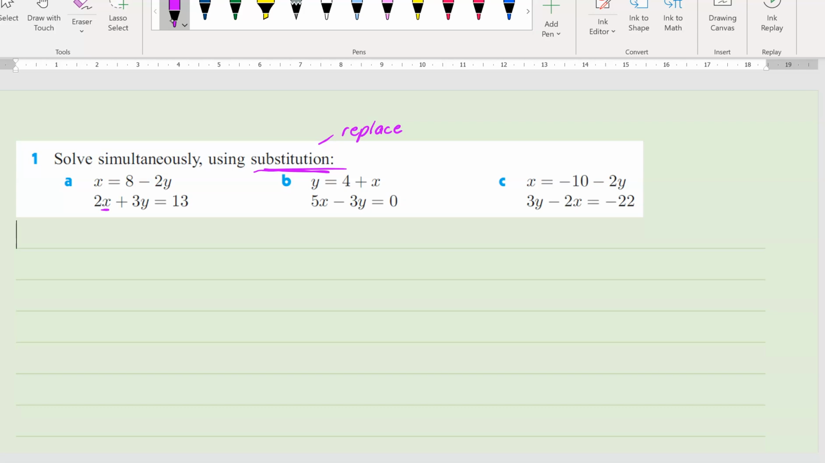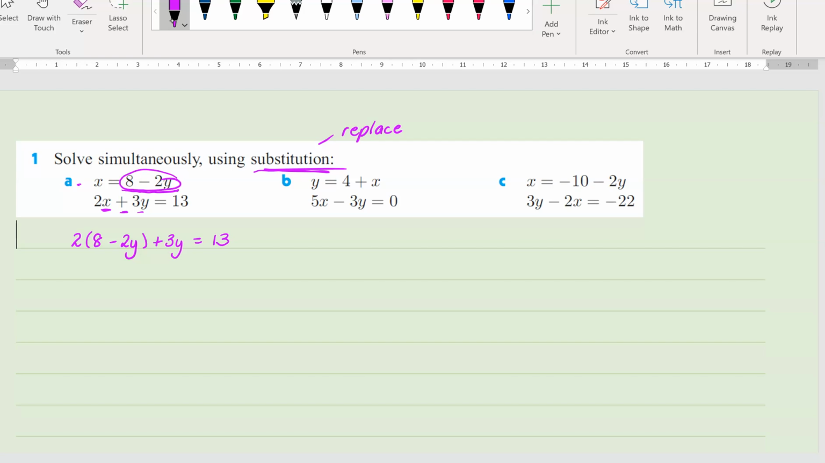And we are going to do exactly what it says. We are going to substitute, replace this x with 8 take 2y, because this equation tells us x equals 8 take 2y. Okay, so what we're going to do here, we start with this, the 2, but again, instead of writing x, it's 2 times what they're saying x is. So that goes in there. We're back to this equation, and what comes next? The plus, so I put that, the 3y, I put that, and then finish it off, equals 13.